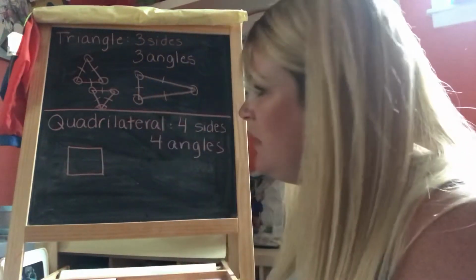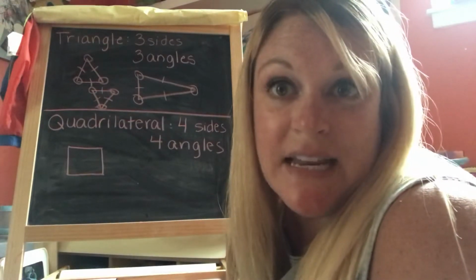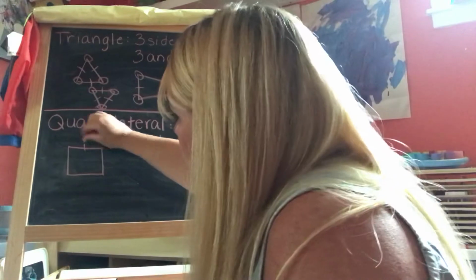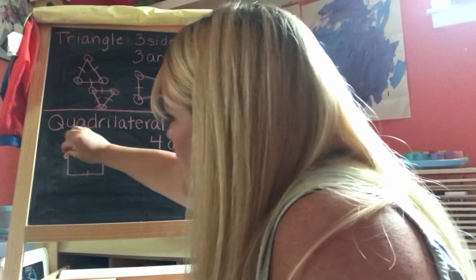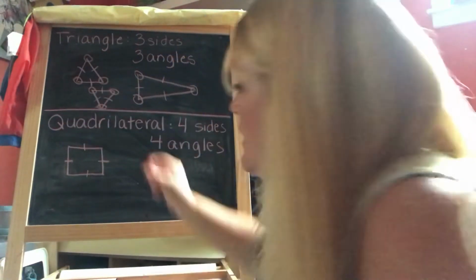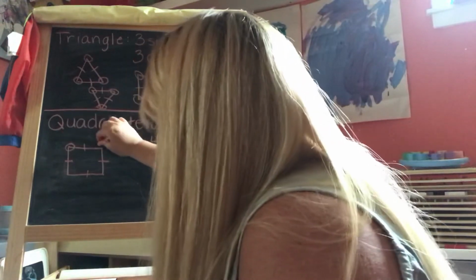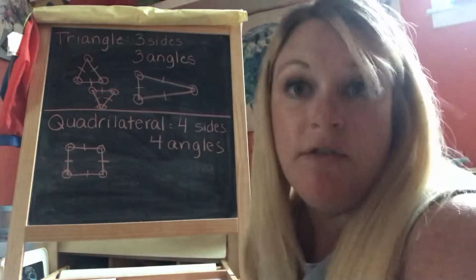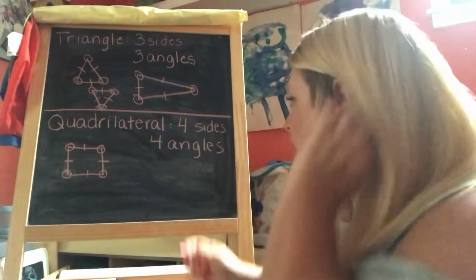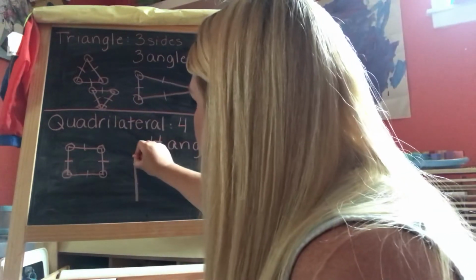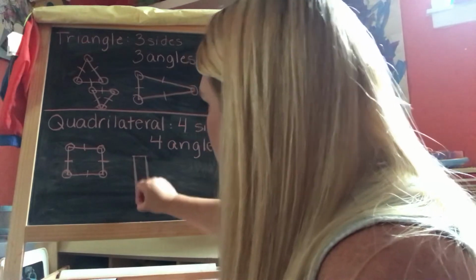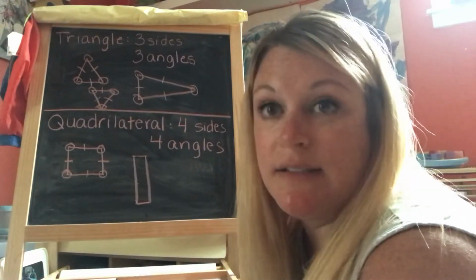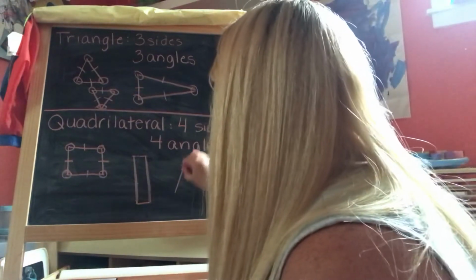Let's take a look. We know it's a polygon because it has straight sides and it's a closed shape. It has one, two, three, four sides, and it has one, two, three, four angles. It could also look like this. Has four sides, four angles. It could look like this.